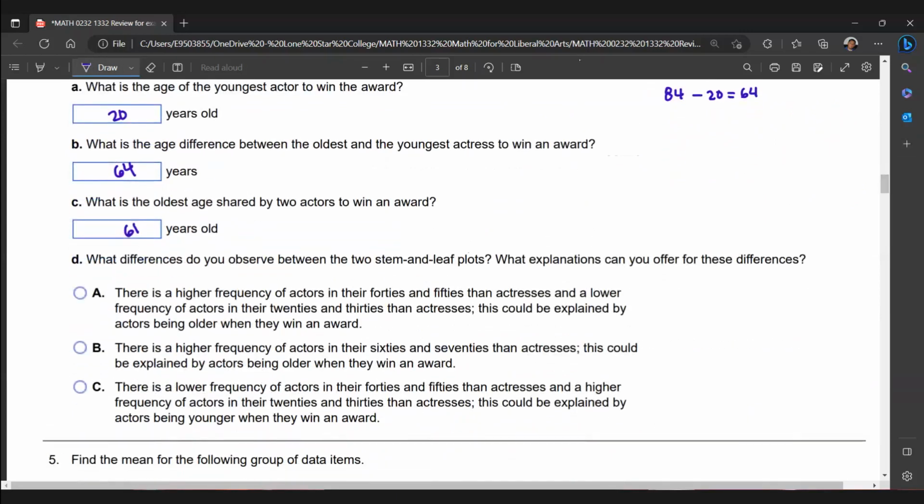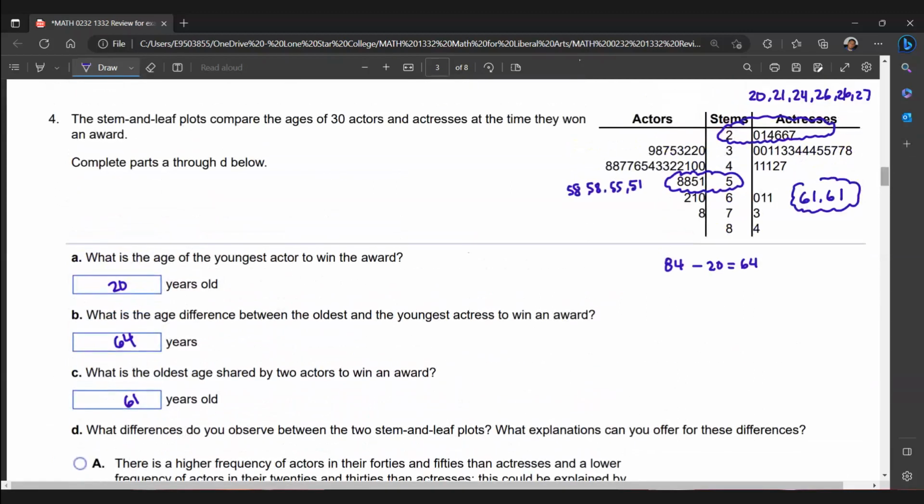D, what differences do you observe between the 2 stem and leaf plots? What explanations can you offer? There is a higher frequency of actors in their 40s and 50s than there are actresses, and a lower frequency. So it's saying there are more actors in their 40s and 50s for men. Oh, there's definitely a lot more men. Okay, so that seems to be true.